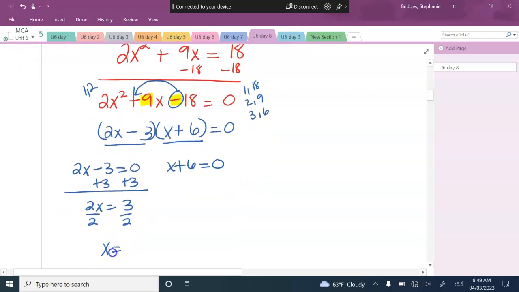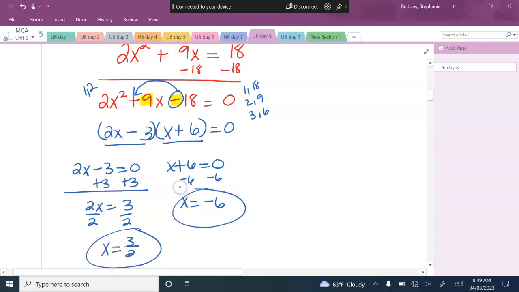I can solve both of those equations for x. So for the first one, I get 3 halves. And then for the second one, I get negative 6. What was the restriction I said I couldn't have? 0. Okay, I didn't get 0. I got 3 halves, and I got negative 6. So both of those are valid answers.